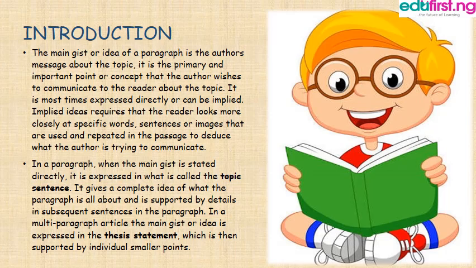In a paragraph, when the main gist is stated directly, it is expressed in what is called the topic sentence. It is a complete idea of what the paragraph is all about and is supported by details in subsequent sentences in the paragraph. In a multi-paragraph article, the main gist or idea is expressed in the thesis statement, which is then supported by individual smaller points.